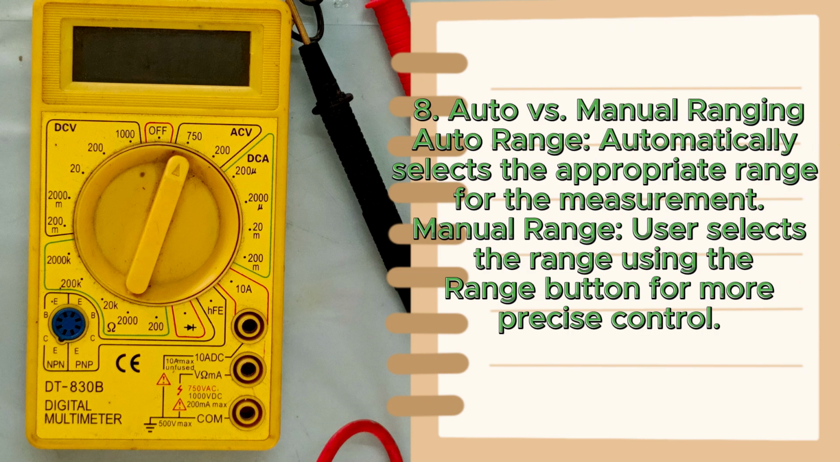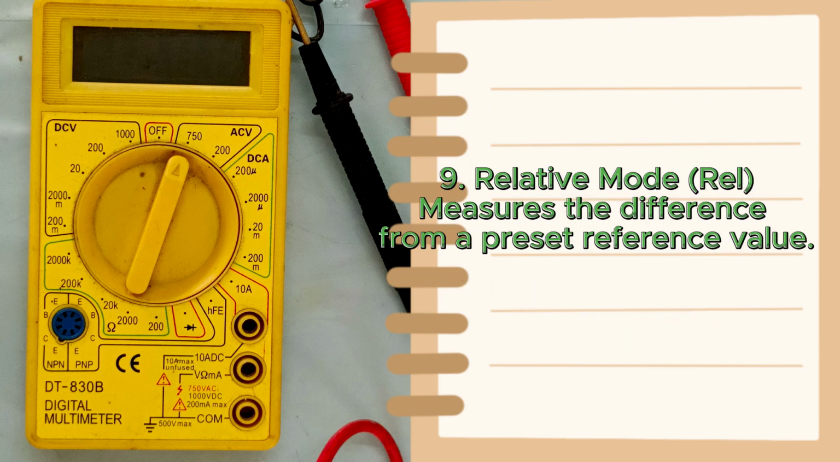8. Auto versus manual ranging. Auto range automatically selects the appropriate range for the measurement. Manual range: user selects the range using the range button for more precise control. 9. Relative mode, REL, measures the difference from a preset reference value.